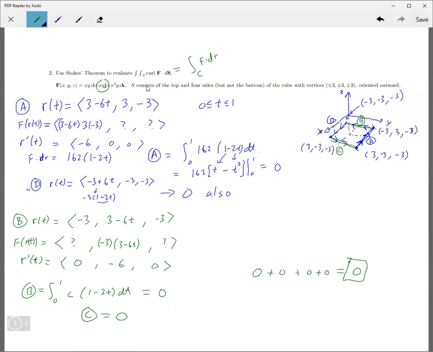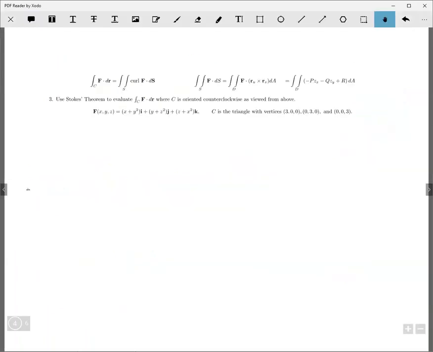So that's using Stokes Theorem to find this by finding this instead. Because this would be pretty hard because there's a whole bunch of surfaces and you'd have to parameterize each of those surfaces. It could be messy. And you'd have to calculate the curl as well. Okay, so let's look at the opposite way.